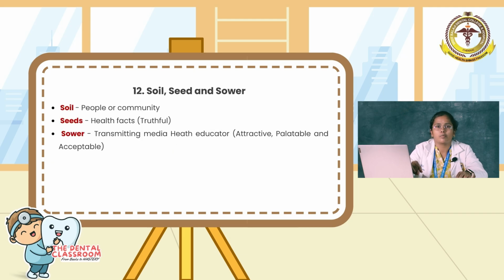Coming to the 12th principle, it is an easier one, soil, seed and sower. Soil is the people or community to whom we are giving the health education or the information. Seed is the information which we give through a health educator, and the sower is the health educator, he or she himself who gives the health education. So, this is known as soil, seed, sower. These three things are essential for giving a health education program.